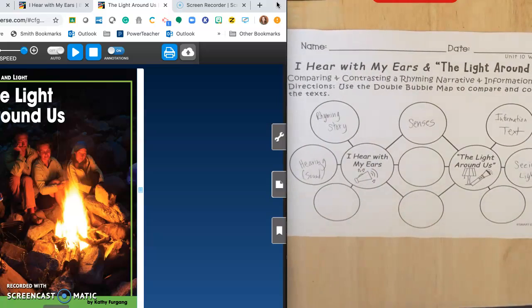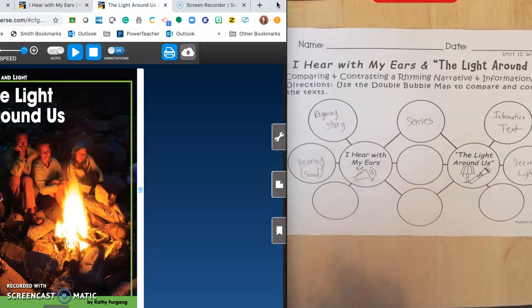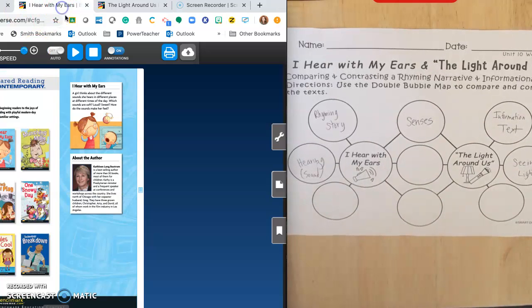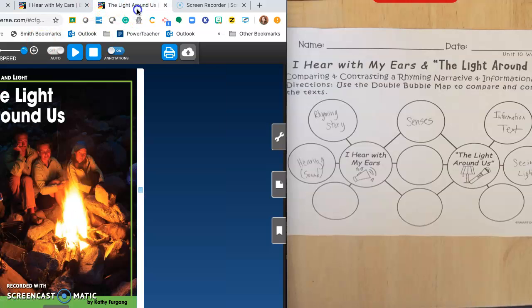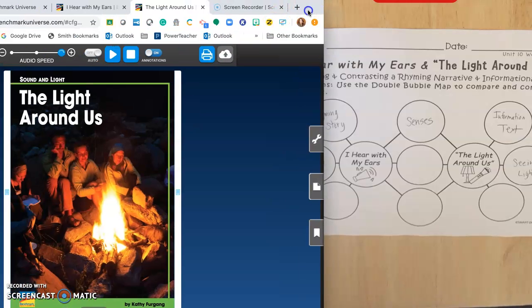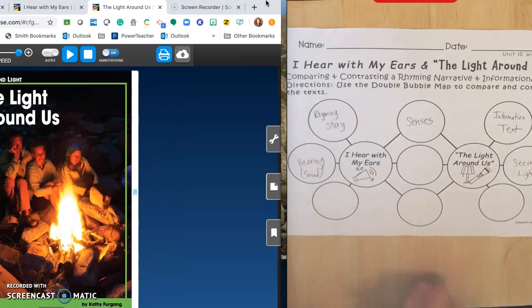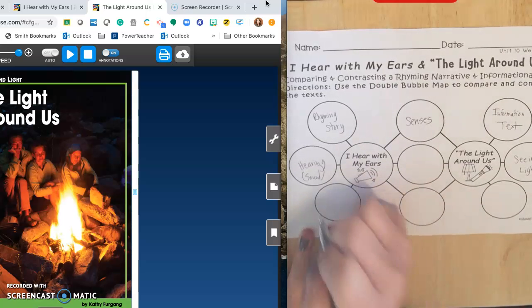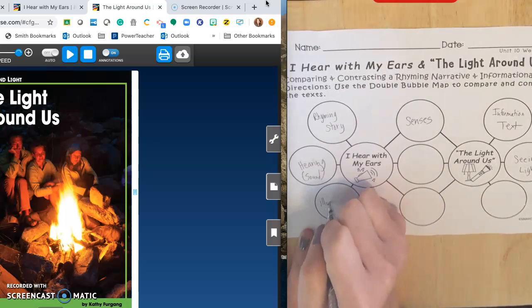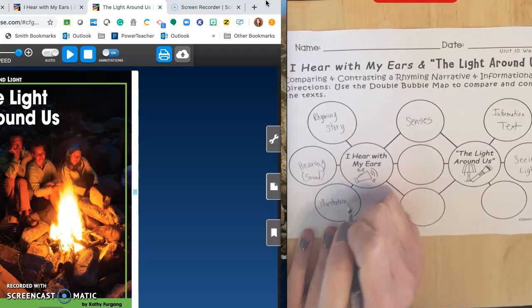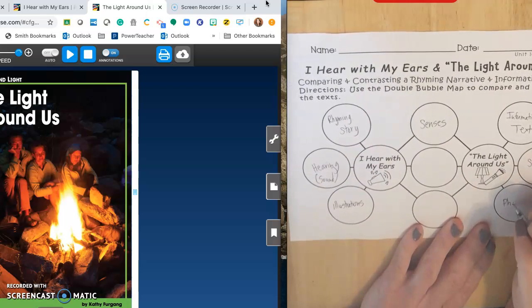Okay, think about how else these stories were similar or different. Think about the graphic features of the text. I Hear with My Ears had illustrations that were drawn or painted. The Light Around Us had photographs. Let's add that. Illustrations, photos.